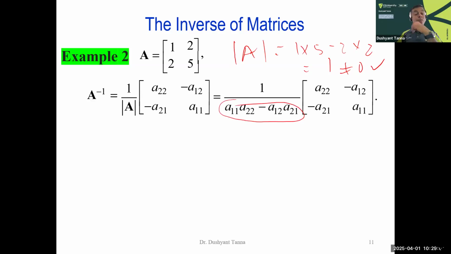Now for the adjoint of A. Again, there is a lot of terminology. We start with the minor, then we go with the cofactor, then we transpose the cofactor matrix, and that's what we call adjoint A.